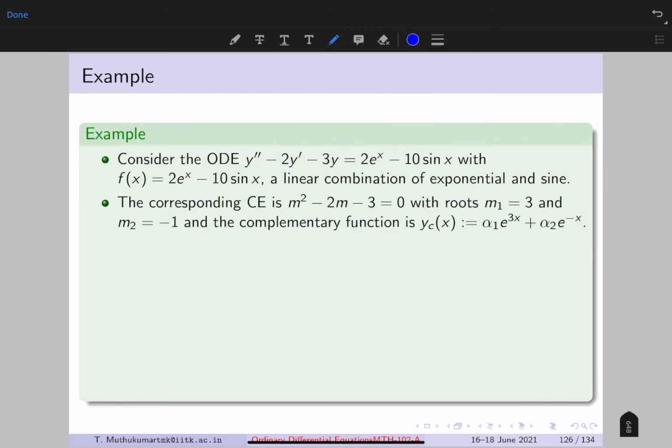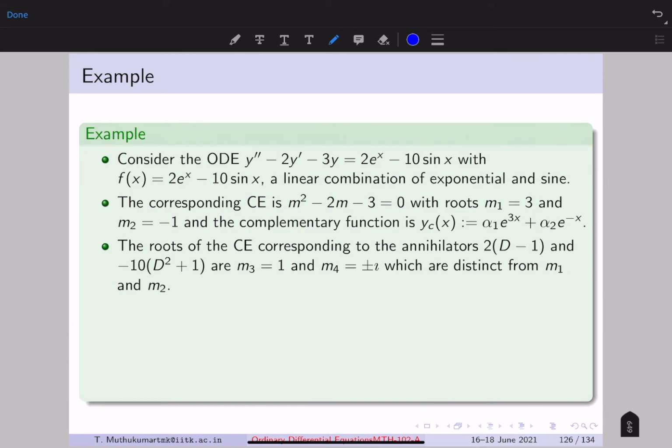Okay. So we are going to show it, of course, via examples. The corresponding characteristic equation of this ODE is this second degree quadratic polynomial, which has roots m1 and m2, that is 3 and minus 1. So it has this general solution.